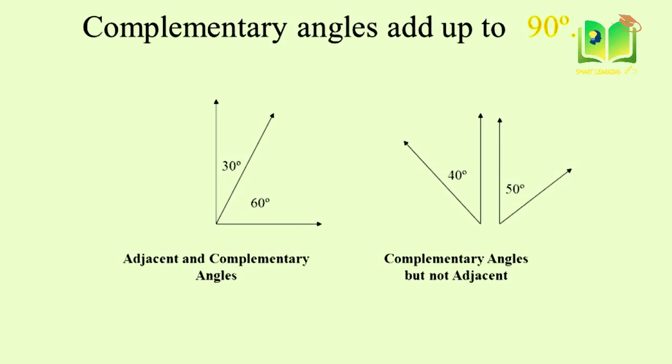We say two angles are complementary when the sum of the two angles is 90 degrees. See here, two angles 30 degrees and 60 degrees are adjacent, and they also together make 90 degrees. So we will say that these two angles are adjacent and complementary angles. On the other hand, 40 degrees and 50 degrees are separate, but if you add them you will get 90 degrees. So we can say they are complementary angles but not adjacent.